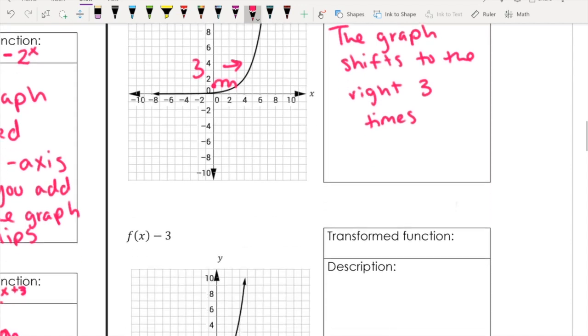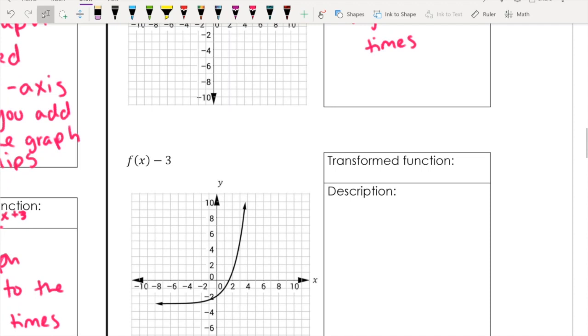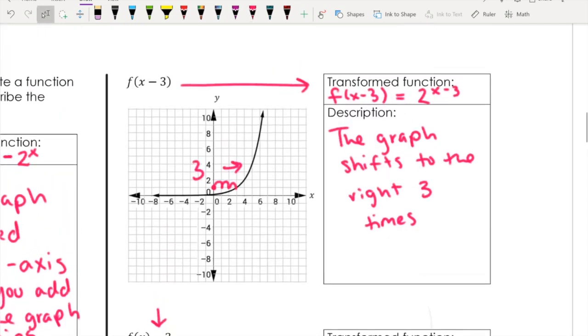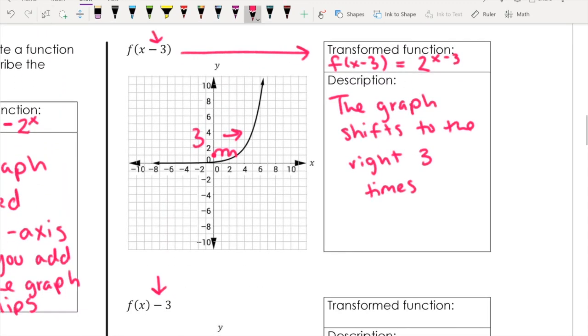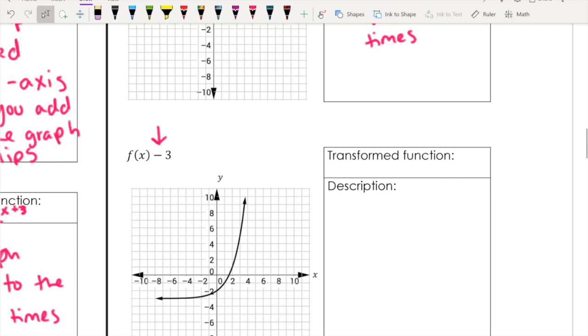Okay, now let's recognize what happens if I put it outside of parentheses. Okay, so look at this one. This one's outside of parentheses. This one up here was inside parentheses. So when it was inside, it shifted to the right. Now what happens if it's outside?